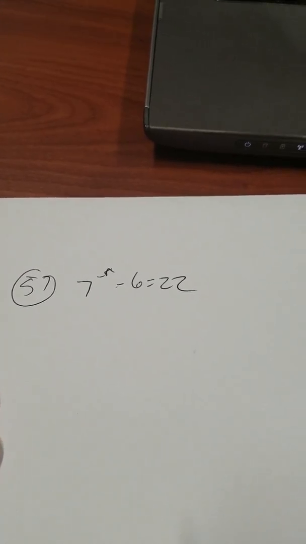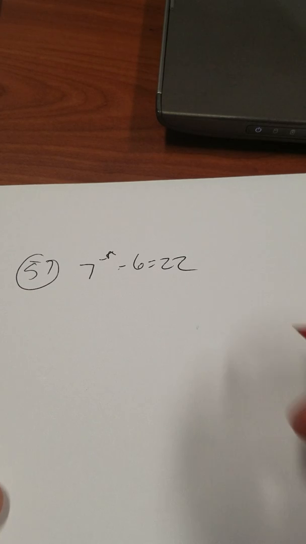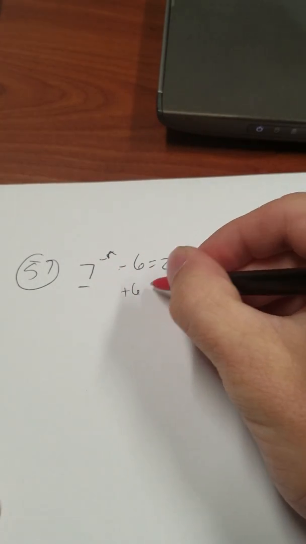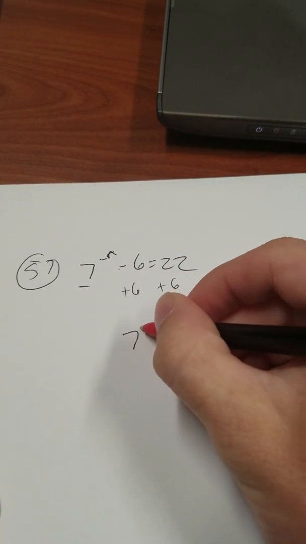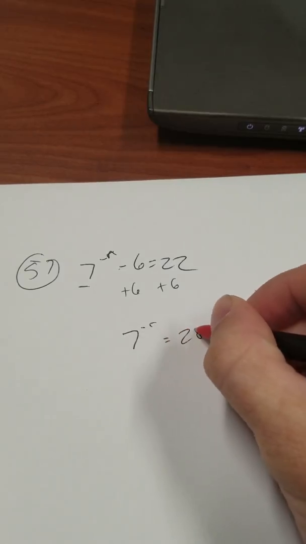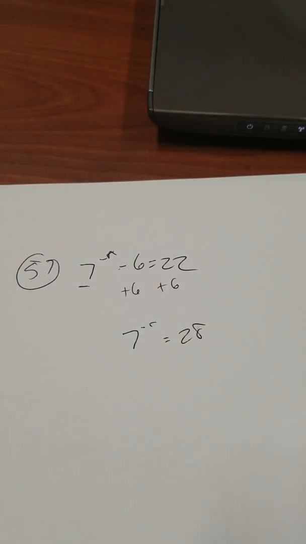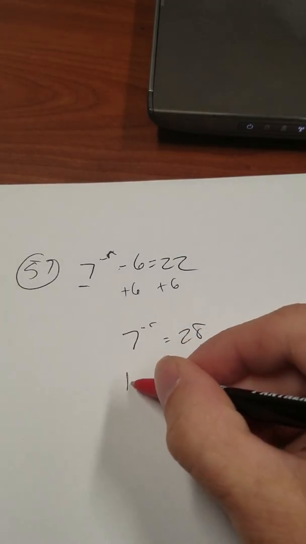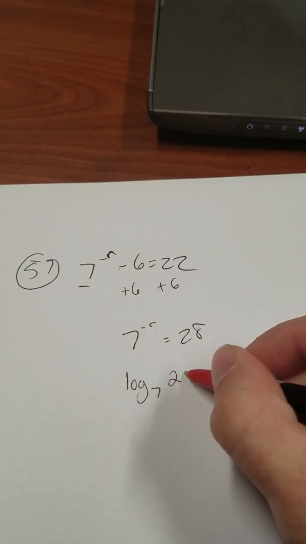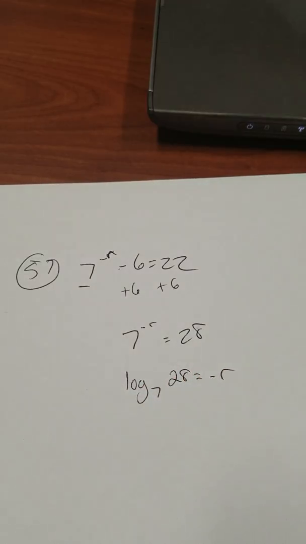All right, solving number 57. You've got to get this by itself first, so we add 6 to both sides. 7 to the negative r equals 28. Now, this is where we rewrite it as a logarithm. Log base 7 of 28 equals negative r.